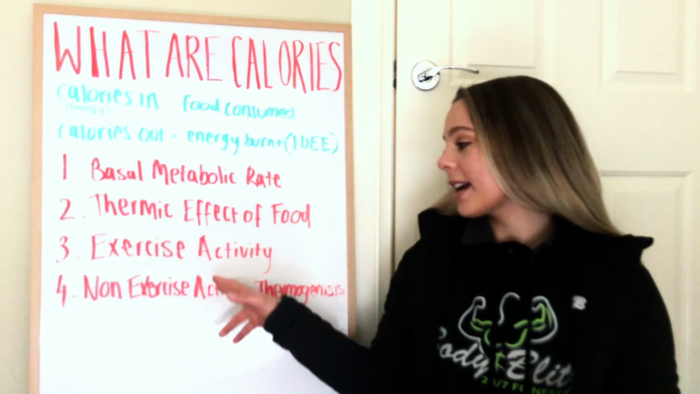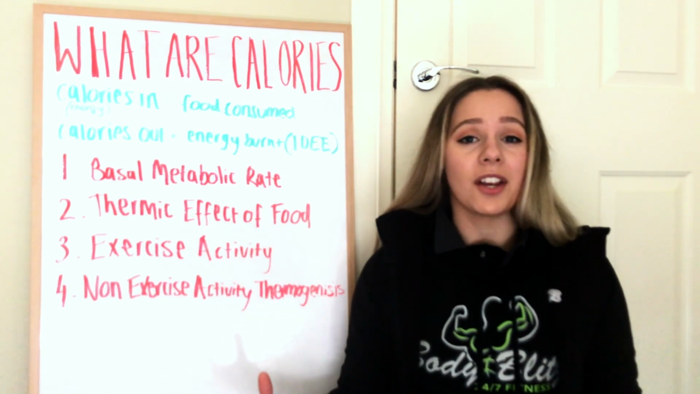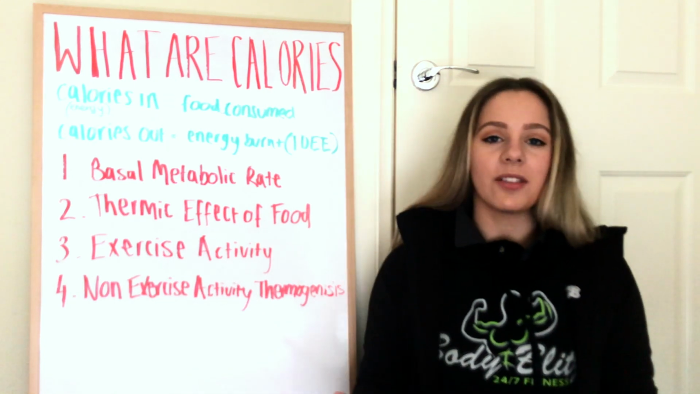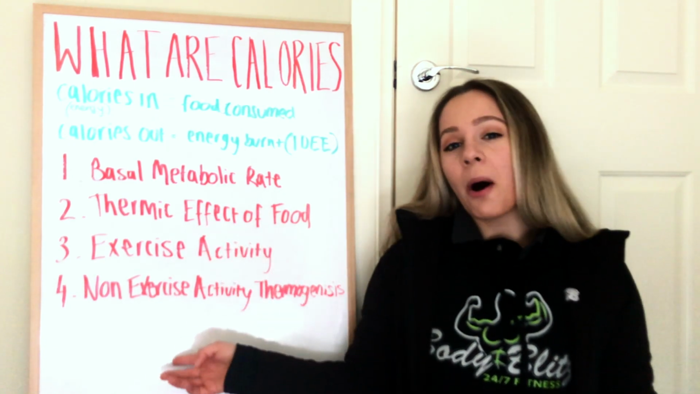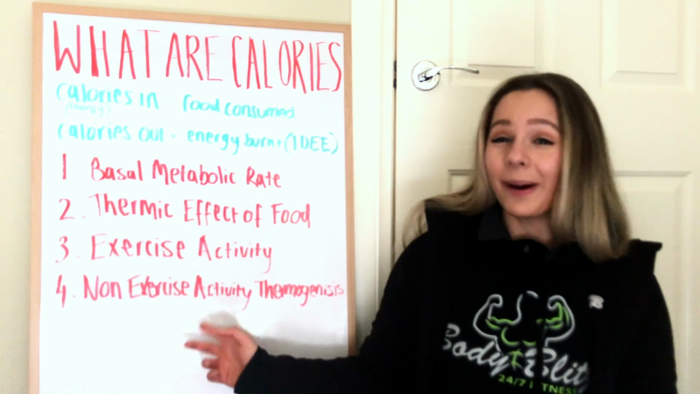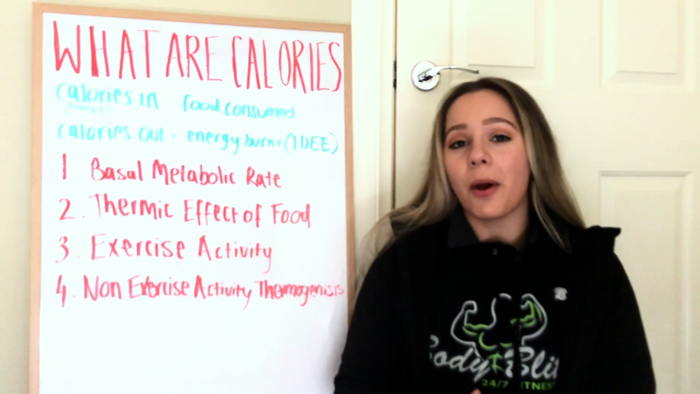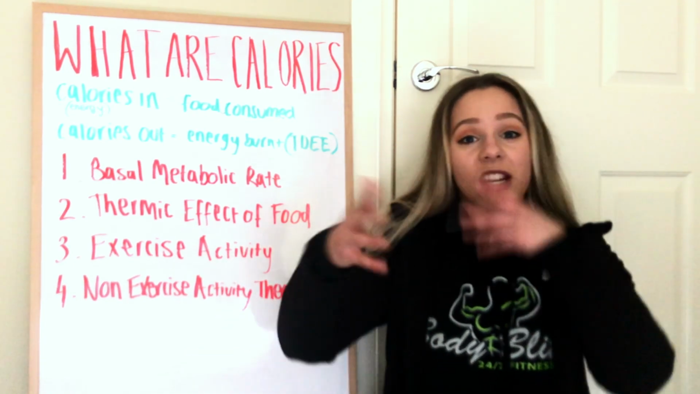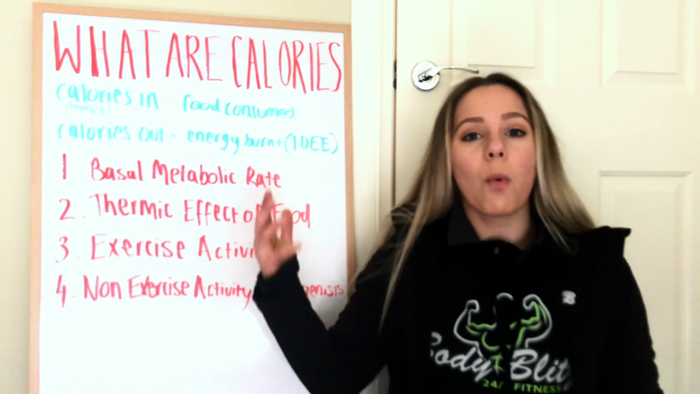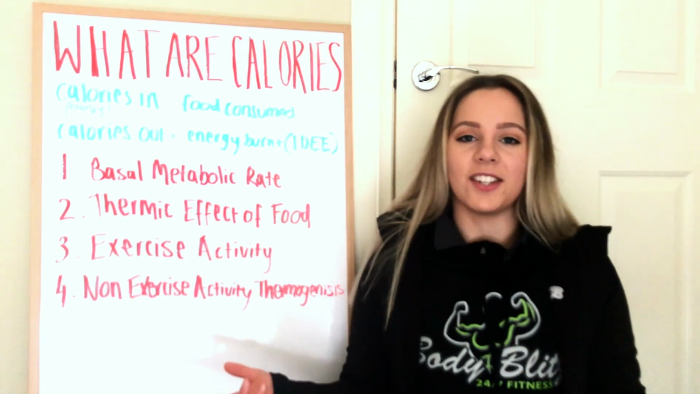Number 3, we've got exercise activity, and that's basically the energy that we burn doing exercise. So running, going to the gym, things like that, that all burns energy. And number 4, we've got non-exercise activity thermogenesis. What is that? That's basically the energy that we burn via talking, fidgeting with our hands, tapping at the desk, things like that. Unplanned steps, so walking from your car park to the shops, that all burns energy as well.